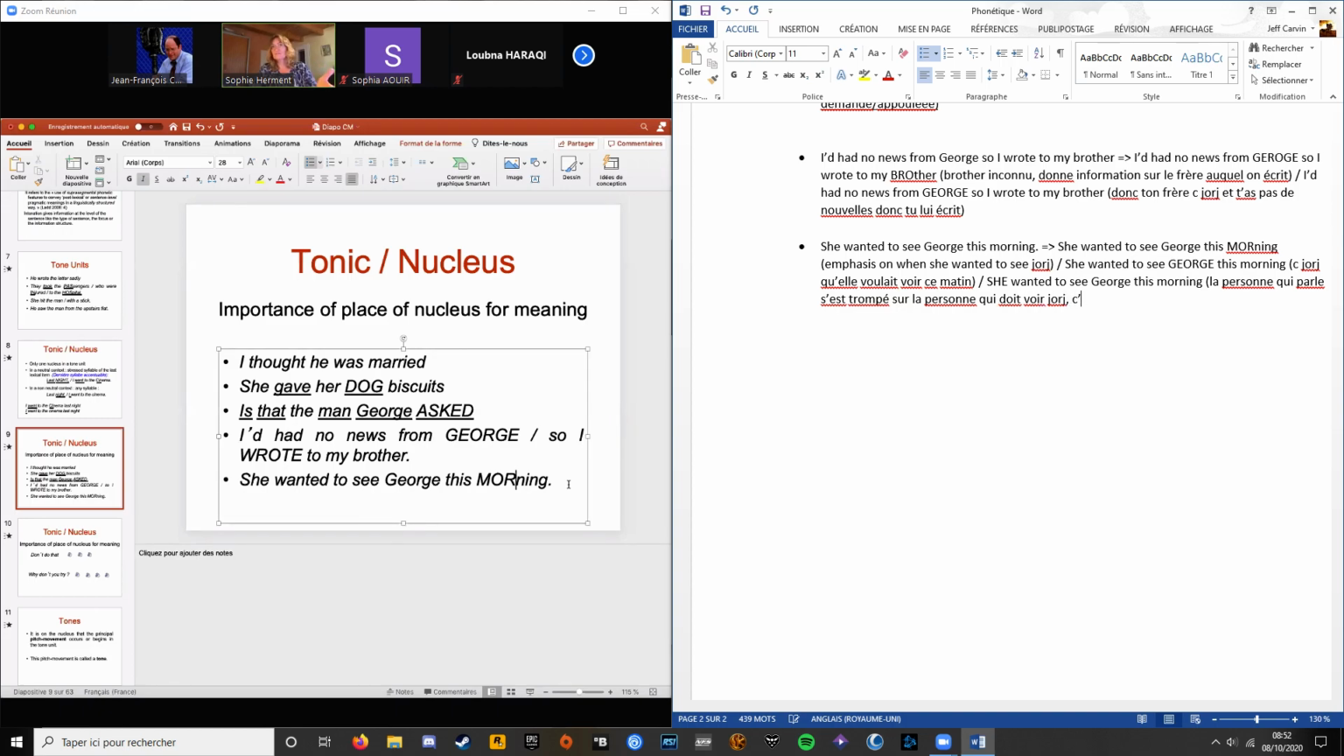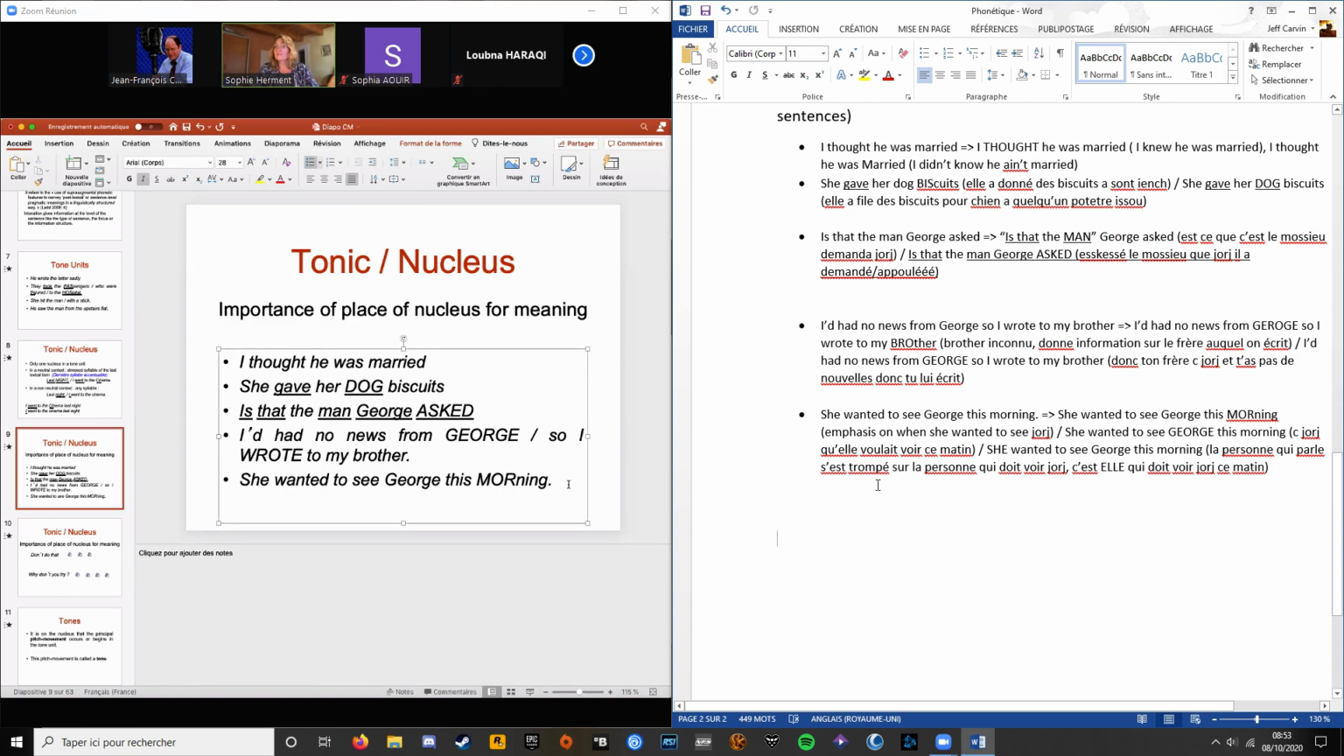You need to use a cleft sentence, and you need to say "c'est elle qui voulait voir Georges ce matin." You couldn't say just "elle voulait voir Georges ce matin." You can't say that in French. You need to use the cleft sentence. You say "c'est Georges qu'elle voulait voir ce matin." Or sometimes you use a dislocation.